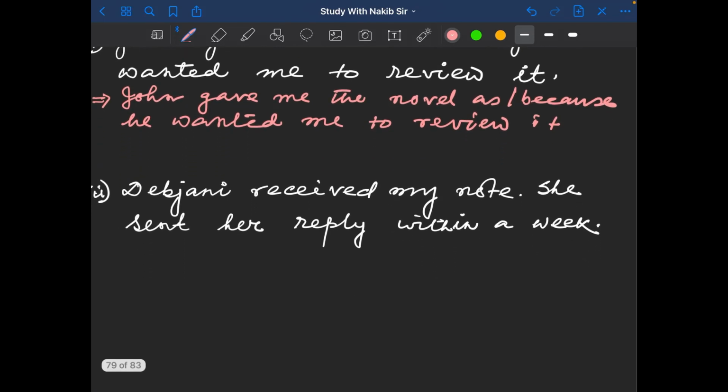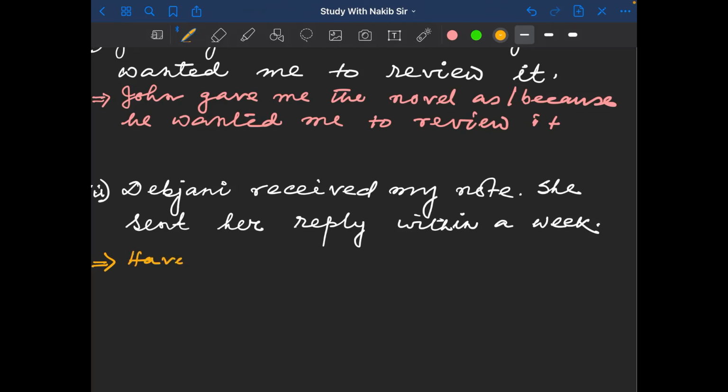Now go to the next question. Devjani received my note. She sent her reply within a week. How will you combine these two sentences? See the combination. You can write this way. Having received my note. A simple sentence.